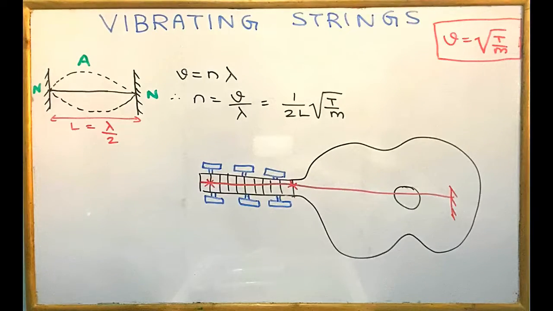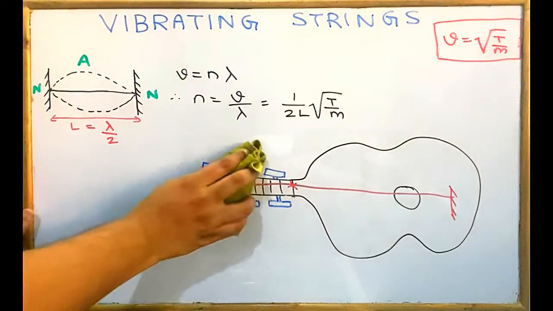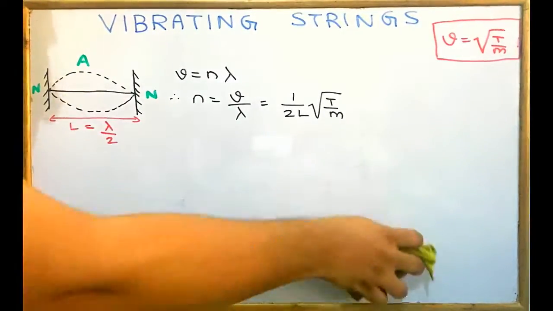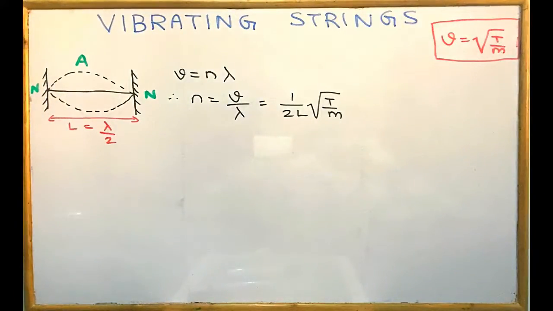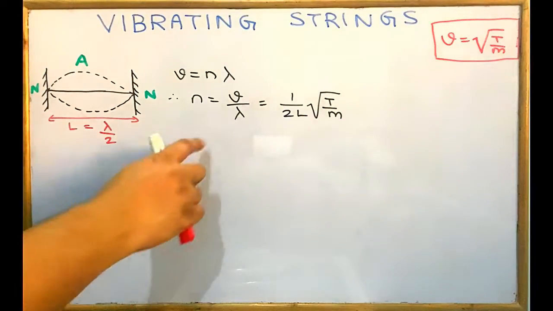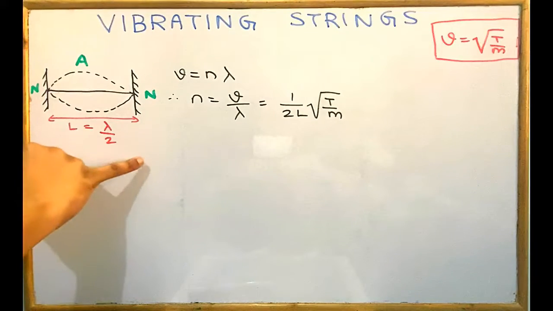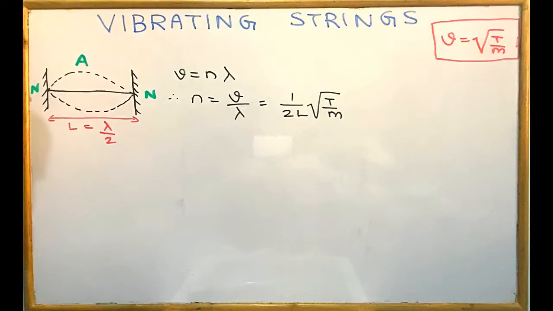Okay, so these are the laws, you can say, for a vibrating string. And we got our formula for the fundamental, n is equal to 1 by 2l square root of T by m. Okay, so now what? So this whole thing began with an assumption that there are two nodes and only one antinode in between.